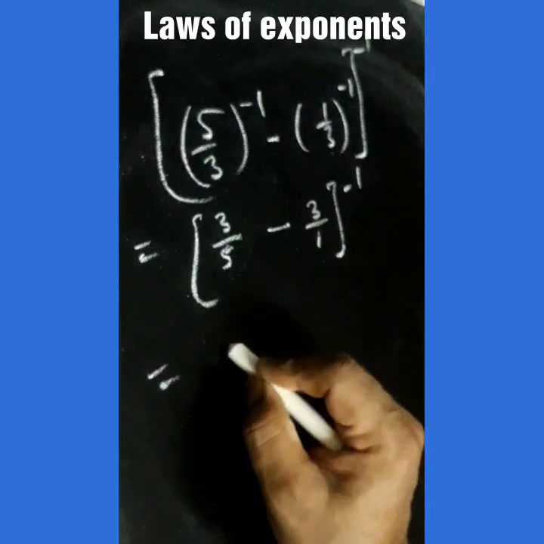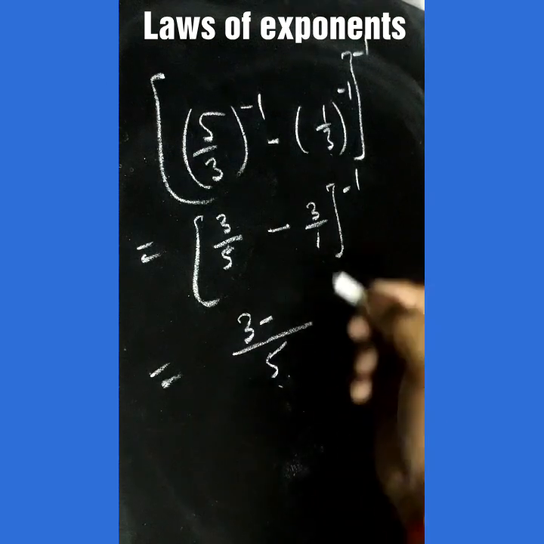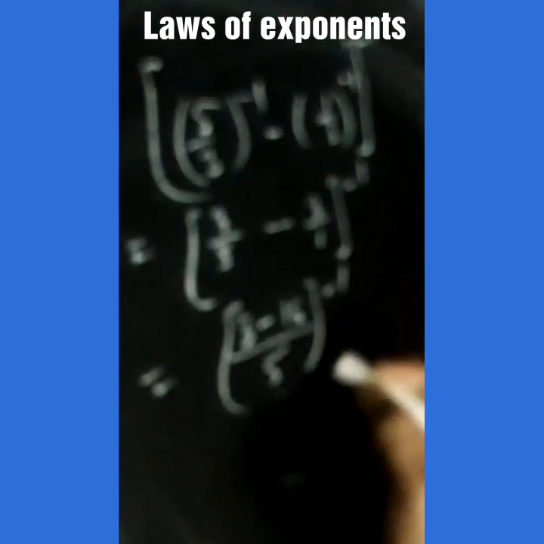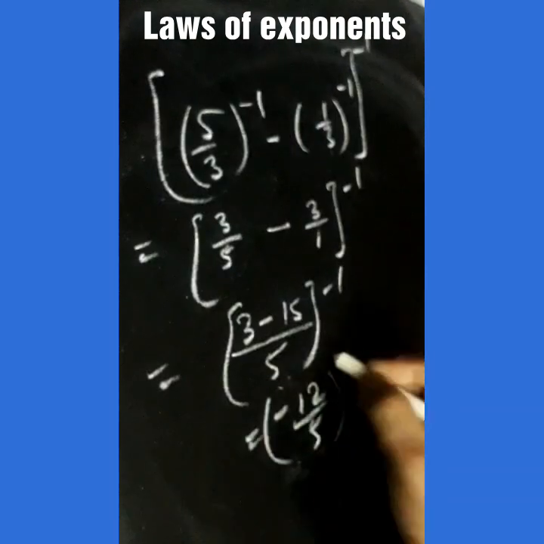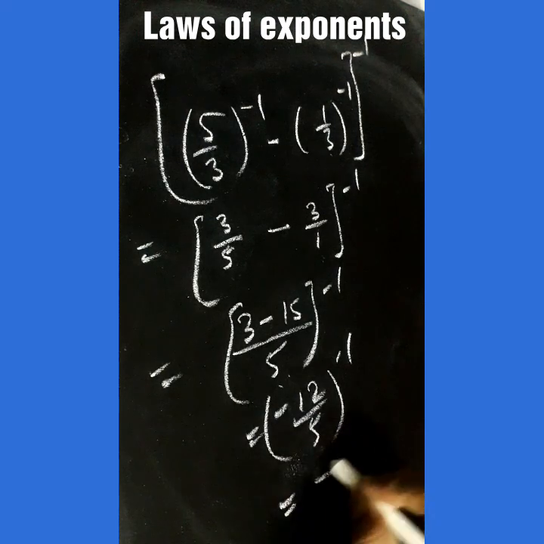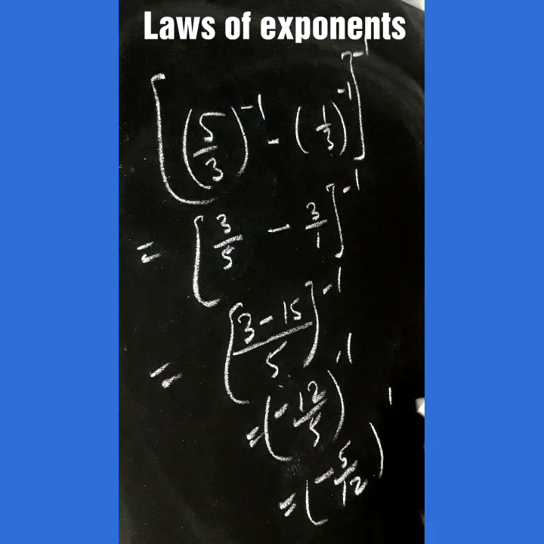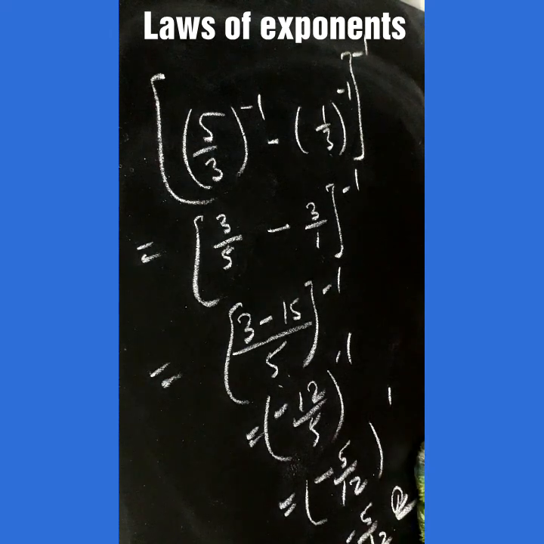Now minus 1 power. We will take the LCM and solve here. LCM we have got 5. 5 divided by 5 is 1, 1 threes are 3. 5 divided by 1 is 5, 5 into 3 is 15. Minus 1. Here we have minus 12/5 raised to the power minus 1. It will become minus 5/12 raised to the power 1. We can simply write it as minus 5/12. This is our answer. No need to write power 1.